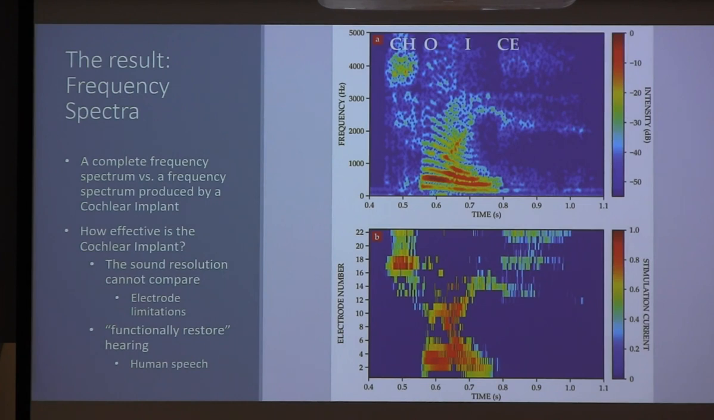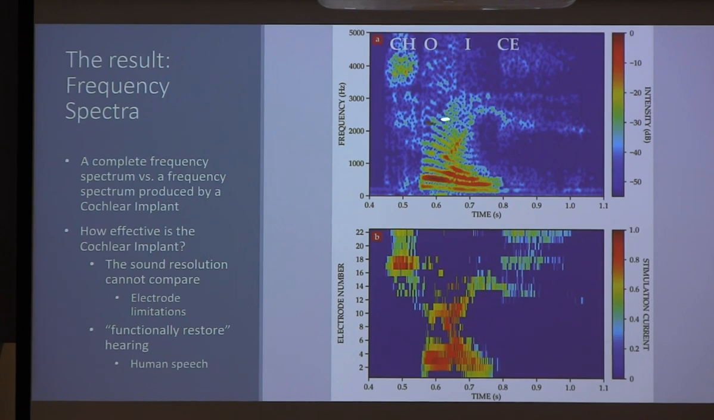And so you may ask, how effective is the cochlear implant? Here is a result: a complete frequency spectrum versus a frequency spectrum that would be produced by a cochlear implant for the same sound. And you can see here on the y-axis is the electrode number. It's showing how each electrode is being stimulated.